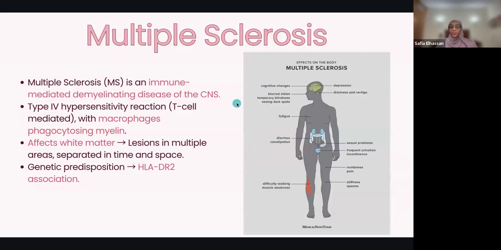So these are the symptoms that the patient usually presents with. They would have cognitive changes, depression, dizziness and vertigo, blurred vision, and temporary blindness. This is important. Fatigue, diarrhea, constipation, urinary incontinence, and sexual problems, numbness, pain, stiffness, spasm, and difficulty walking with muscle weakness.